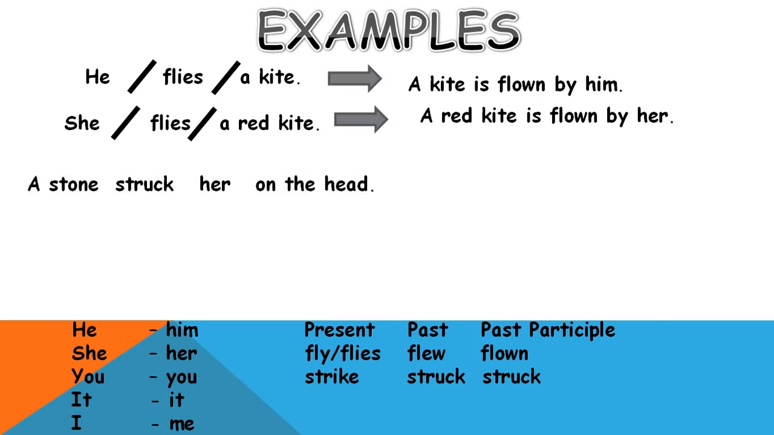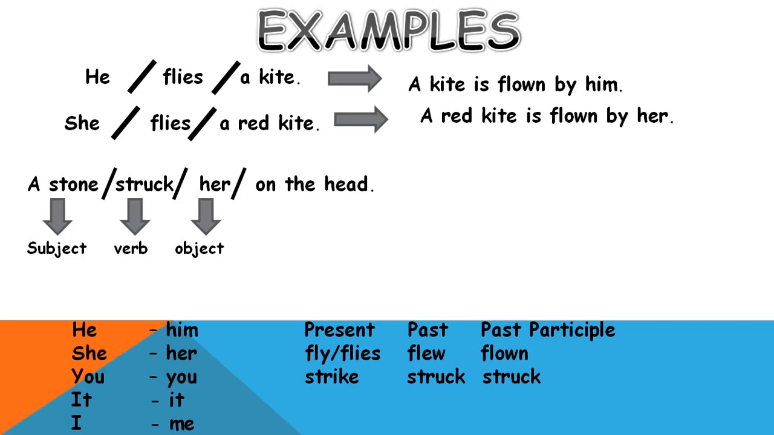Similarly, a stone struck her on the head. This is past tense because struck, the present tense for struck is strike, and the past tense and past participle is struck. So how will you divide this now? A stone is the subject, struck is the verb, her on the head is the object.